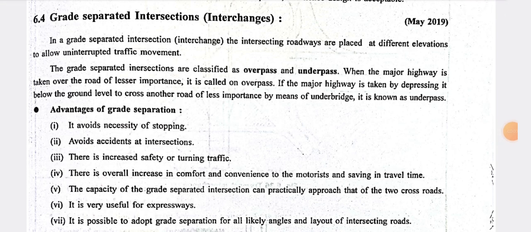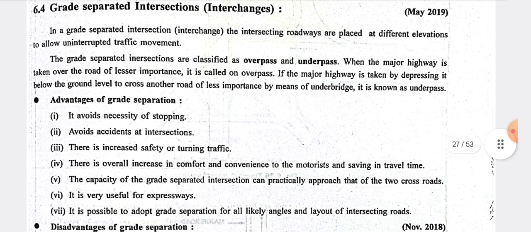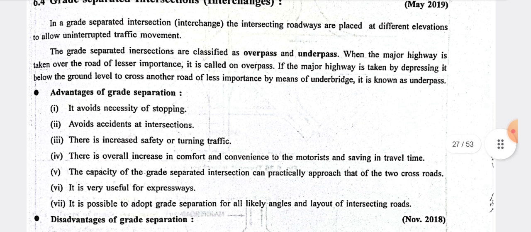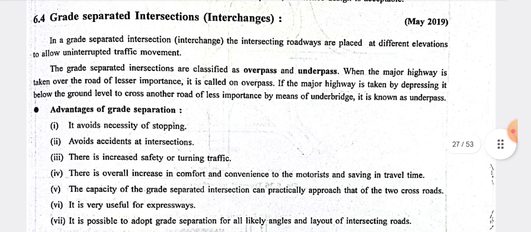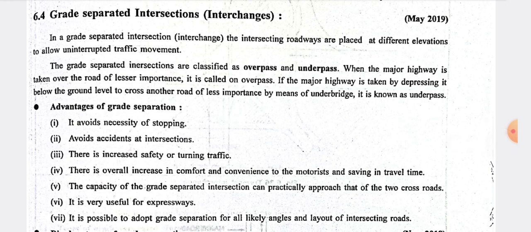Hello students, today we start a new topic: grade separated intersections, or interchanges. In a grade separated intersection, the name indicates grade. Here the intersecting roadways are placed at different elevations to allow uninterrupted traffic movement. If two roads are at different elevations and vehicles change direction from one road to the other, a grade separated intersection is required.